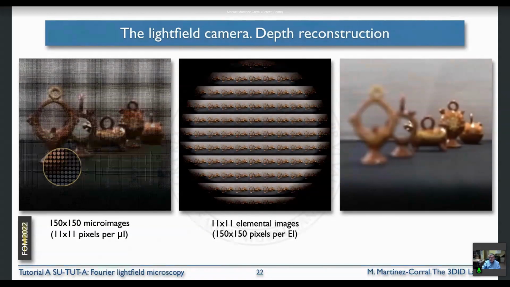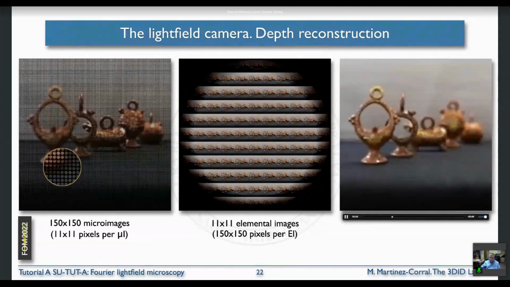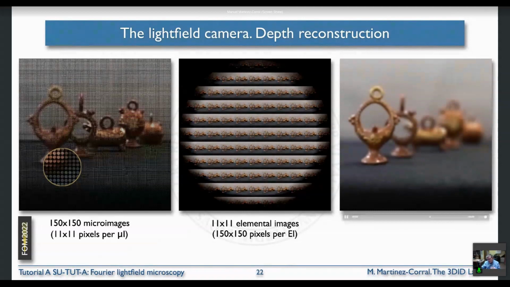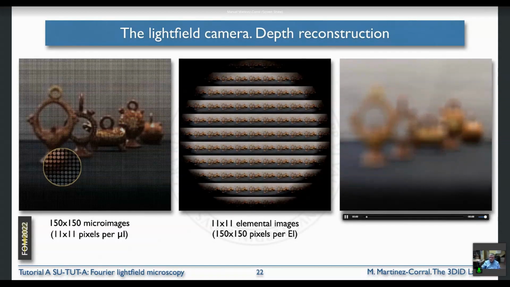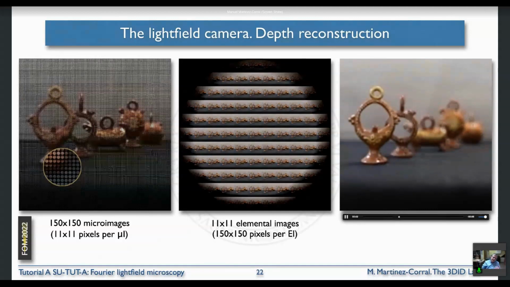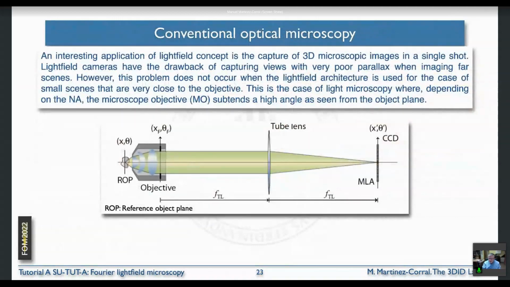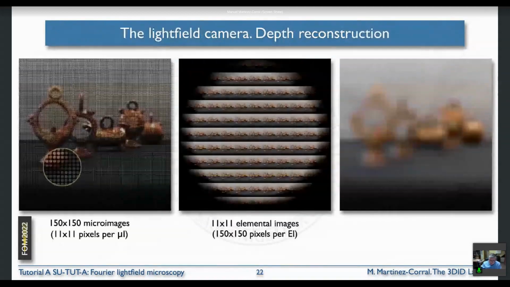Of course, from this information we can also calculate, because all this information was here. So we can see different views, we can calculate depth refocusing information, and so on. Everything is here. In this two-dimensional, let's say, matricial image, we have three-dimensional information. But, okay, let me go back.